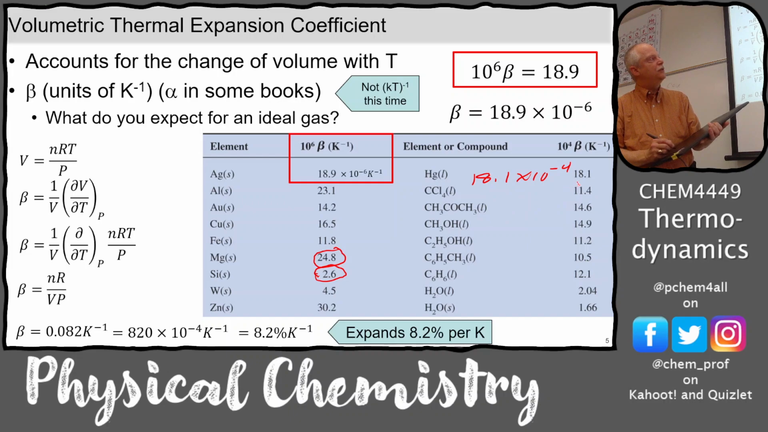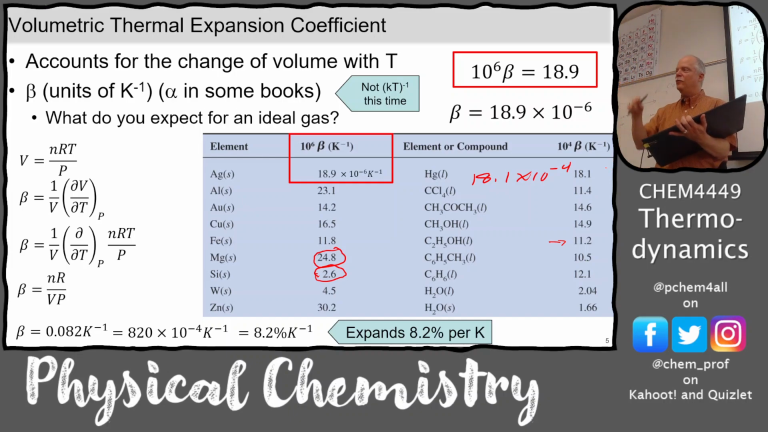Notice on the liquids, so 18, let's see, here's methanol, 14. Here's, let's see, this is ethanol, 11. So like an alcohol thermometer would expand 11.2, but mercury would expand 18, so more. So a mercury thermometer is going to be more sensitive to temperature changes. It's going to give you a bigger range of motion based on temperature.